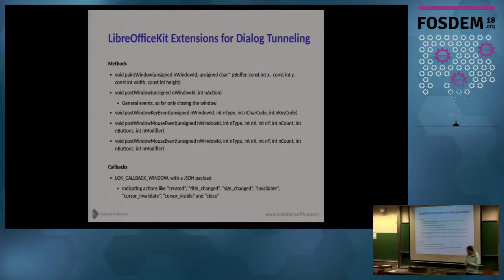And yeah, so we had to add a bit of API into LibreOfficeKit, which was several methods. I think they are reasonably obvious. Painting of some area in the dialog, posting some events if they are necessary. So far, only closing of the window is implemented. Nothing else was necessary to be done this way. Then posting of key events, mouse events, so when the user does something in the client part, you are able to route it to the LibreOffice core. And then, of course, lots and lots of callbacks from the VCL back to the LibreOfficeKit and to the online. So stuff like created, title change, size change, invalidate, cursor was moved, cursor was made visible, and closing the dialog.